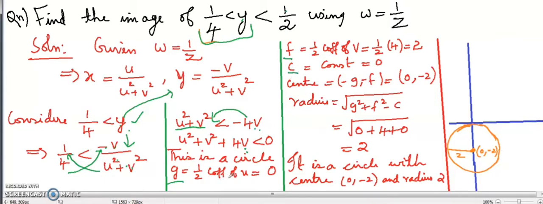G is equal to half into coefficient of u. There is no u term, right? We have only u square term. There is no u term, so 0 u is there. Coefficient of u is 0.